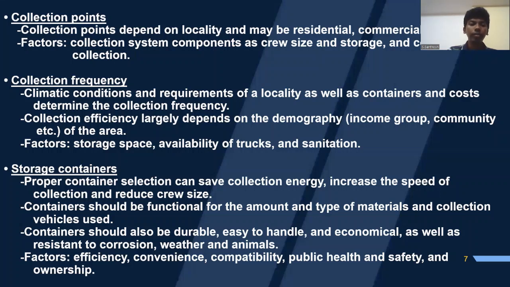And for these storage containers, you should also make sure what type of waste you are dumping into them so that they don't damage the containers themselves. If you dump wet waste into the steel or the wooden containers, it's going to start to rust the steel and also decompose the wood. So we'll have to be careful with that while choosing the storage containers for the storage of these wastes.